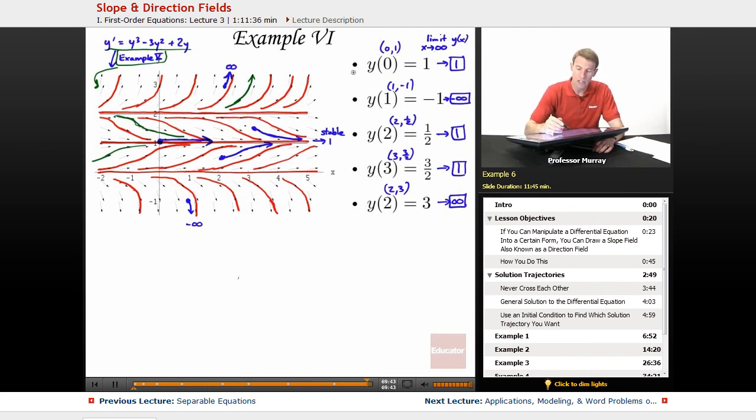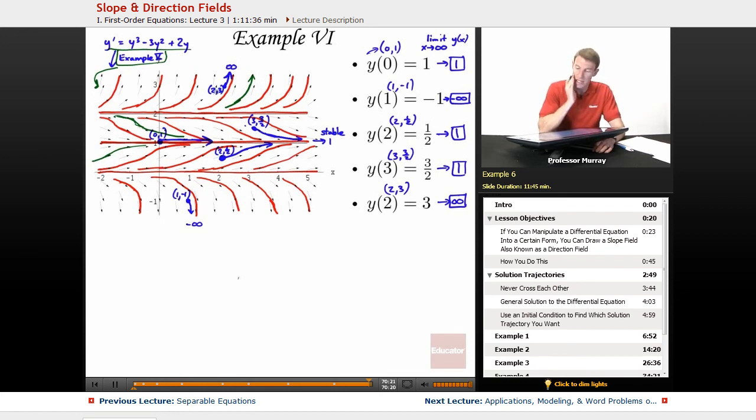And so I went through each of these initial points. X equals 0, y equals 1. That was here. So that was 0, 1. X equals 1, y equals negative 1. Where's that? Oh, that's down here. 1, negative 1. 2 and 1/2. That's here. 2 and 1/2. That's that initial point. 3 and 3/2 is right here. 3 and 3/2. And finally 2, 3.